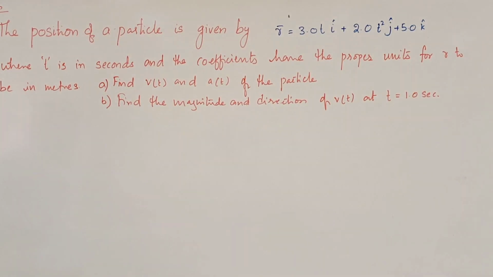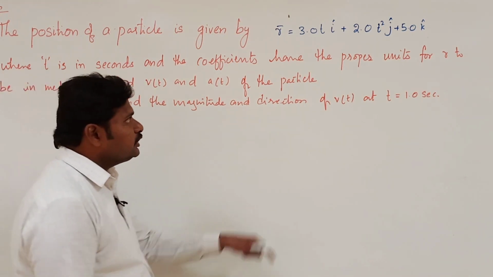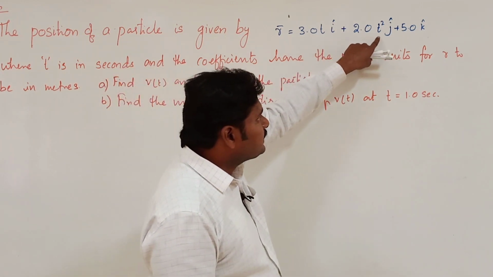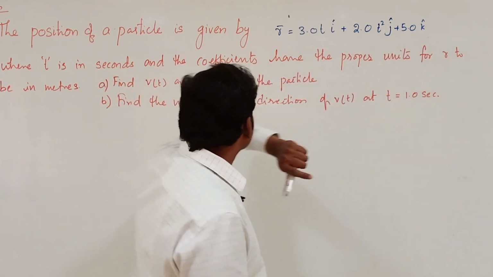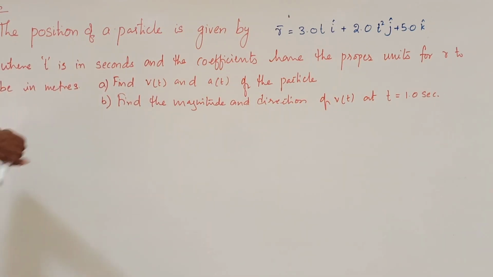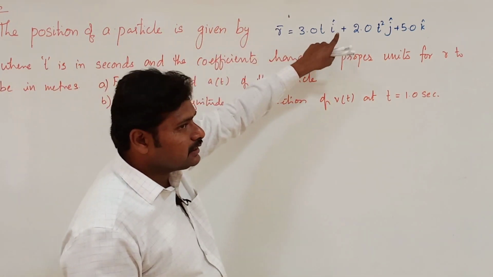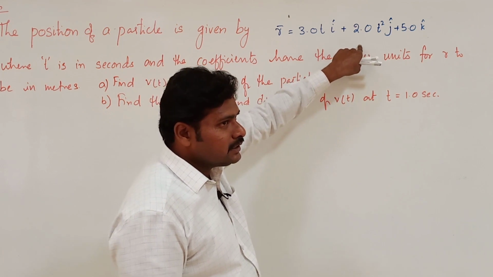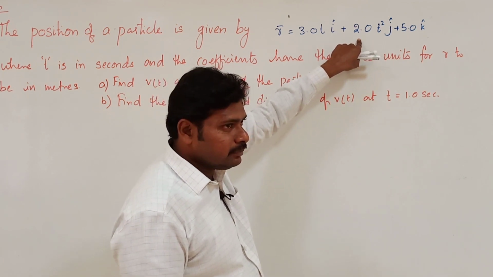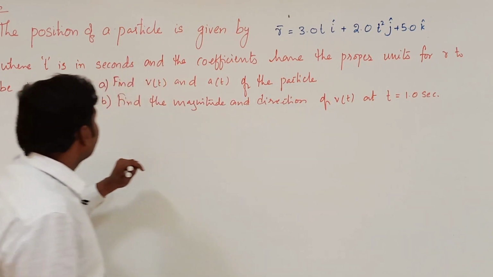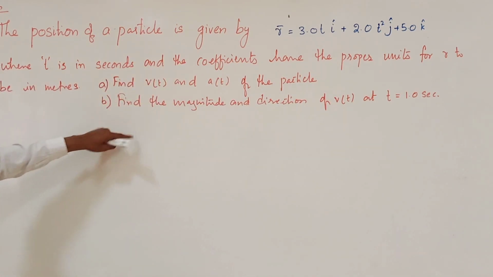Now here is a simple example problem where you can find the velocity and acceleration as a function of time. The position of a particle is given by the position vector r = 3.0t i + 2.0t² j + 5.0 k, where t is in seconds and r is in meters, so that the coefficients have been adjusted and are consistent. Now we have to find the velocity and acceleration as a function of time.